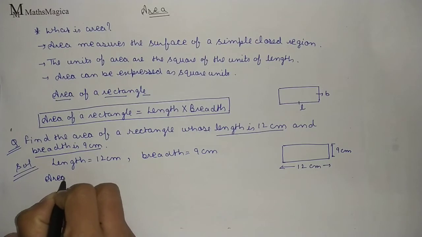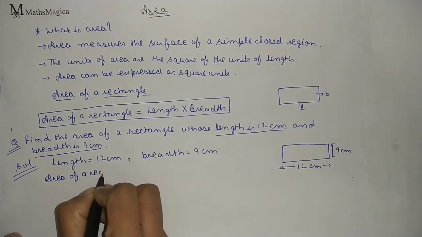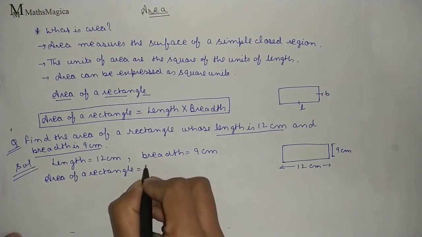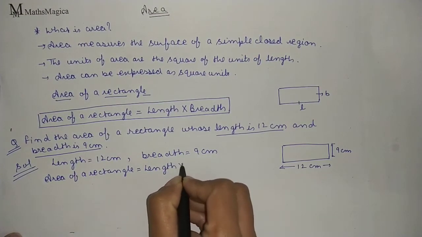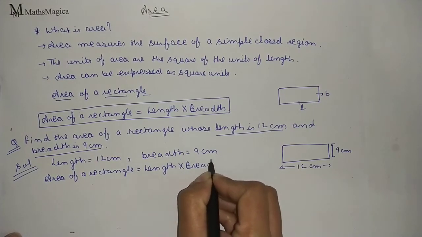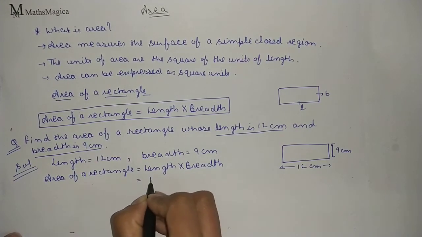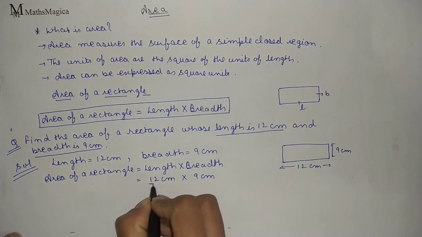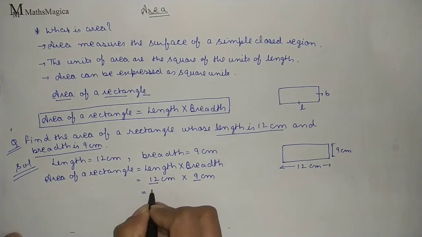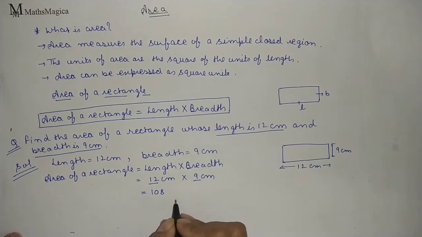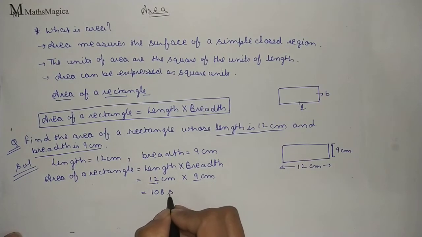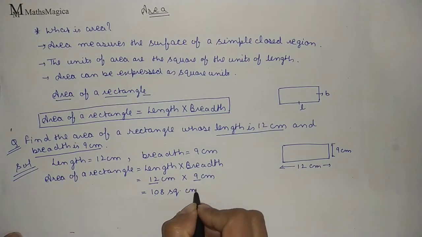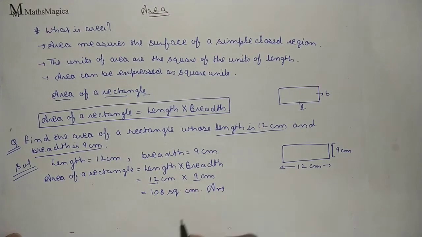Area of a rectangle is equal to, apply the formula, length multiply its breadth. Put the value. Length is 12 centimeter. Breadth is 9 centimeter. 12 multiplied by 9 is 108. Unit of area is square units. It means square. Unit is centimeter. Area is 108 square centimeter. This is your required answer.